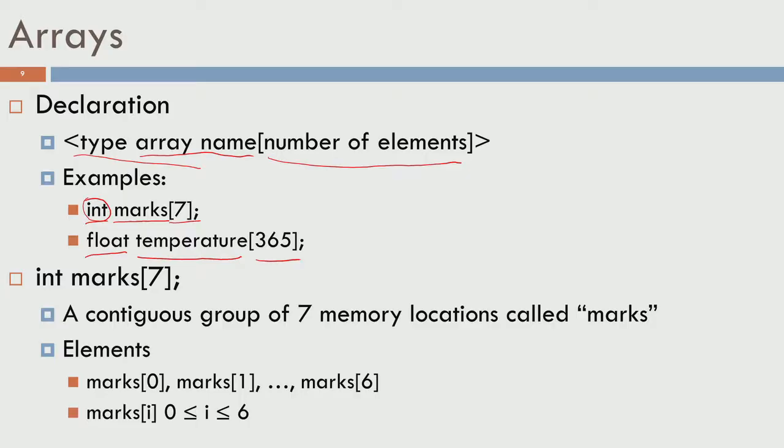One important thing that you have to remember is that when you say int marks of 7, for example, you get something which is contiguous in nature, as in these are locations which are continuous in your memory, and the individual elements of the array can be indexed as marks of 0, marks of 1 and so on up till marks of 6. So, anything which is of the form marks of I, where 0 less than or equal to I less than or equal to 6 is valid.